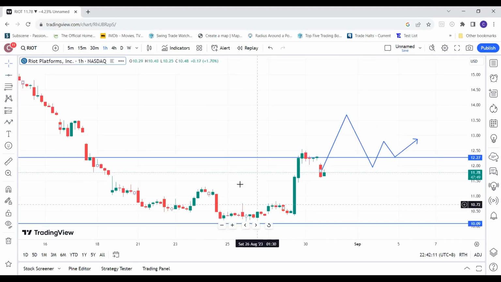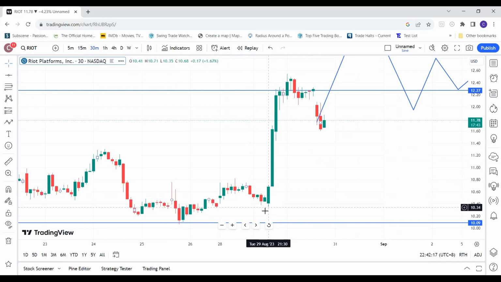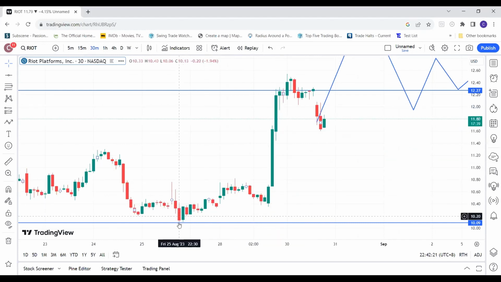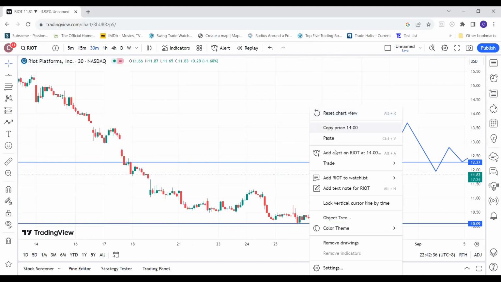Previously you see the same thing: zoom in closer, it tapped at this level, went back up, tried to form a higher low, and then continued bullish. You don't want it to tap and then straight away make a decision, because you don't know if it will continue downwards. It might break that level. So see the rejection, show a lower high, then you can confidently say that price may continue outwards. So that's for Riot and Mara.